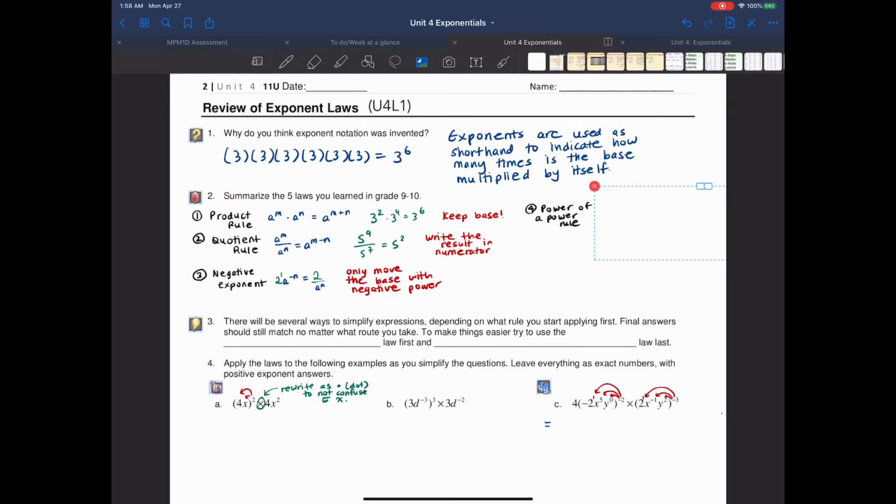Okay, next is the power of a power rule. So power of a power rule is when you have something like a to the m, but then you have brackets and you have it to the exponent n. So what are you going to do with the exponents in that case? You're going to multiply them. You're going to have to multiply the m and the n.